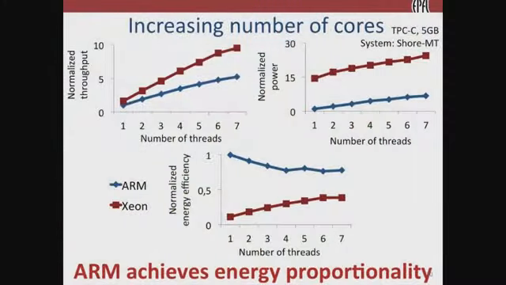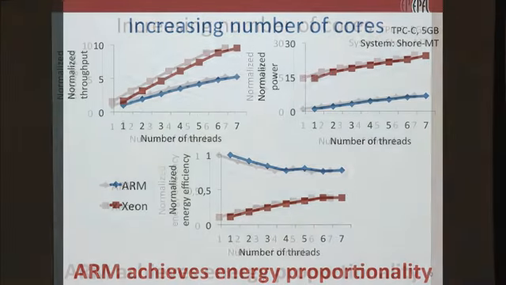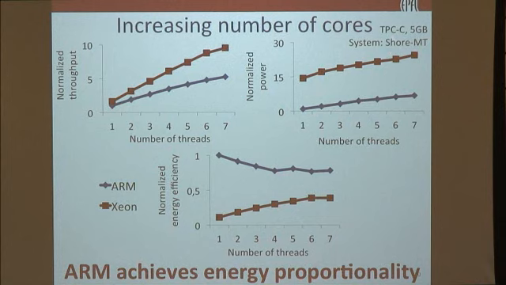Yeah, that's true. Multi-core is for sure another point, which I'm going to show in the next slide. So this was the single core evaluation. Let's look at what happens when we increase the number of cores. Here we have three graphs for throughput, power, and energy efficiency. The system is TPC-C with 5 GB, and on the x-axis we increase the number of threads. Each thread is pinned to a single core.